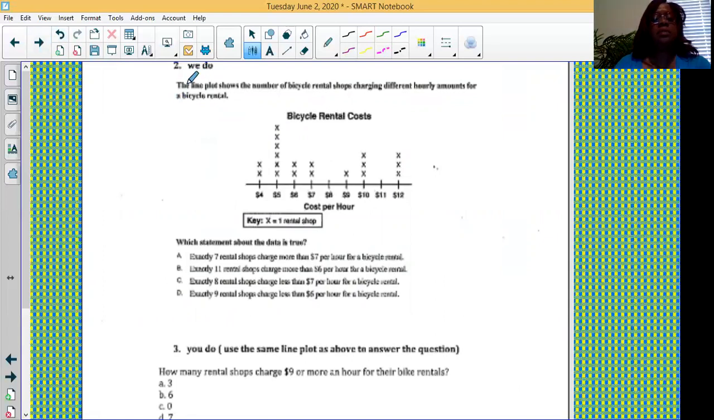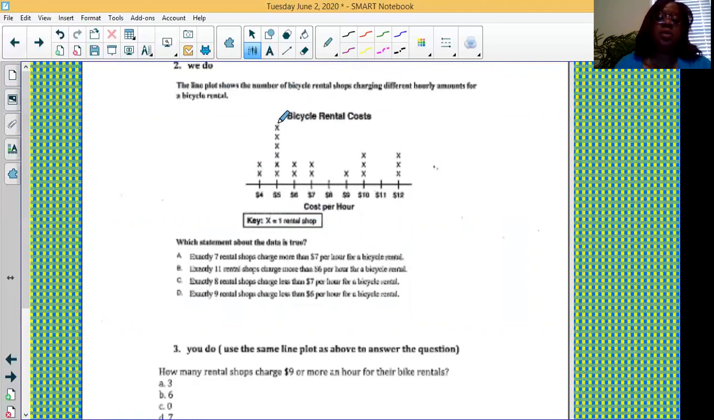All right, it reads, the line plot shows the number of bicycle rental shops charging different hourly rates for a bicycle rental. Okay, the title of our line plot is bicycle rental cost. Here's a little key. This key tells us that each X stands for one rental shop. So here's an X and here's an X. So 2 of them were charging $4 an hour.